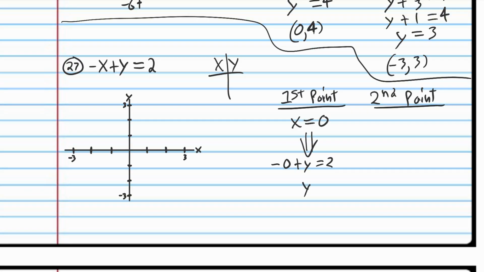And therefore y obviously is 2. So our point is 0, 2. And let's plug in 1 for x. And we get -1 plus y is equal to 2. And then to solve for y, you just add 1 to both sides, and you get y is equal to 3. So the point is 1, 3.